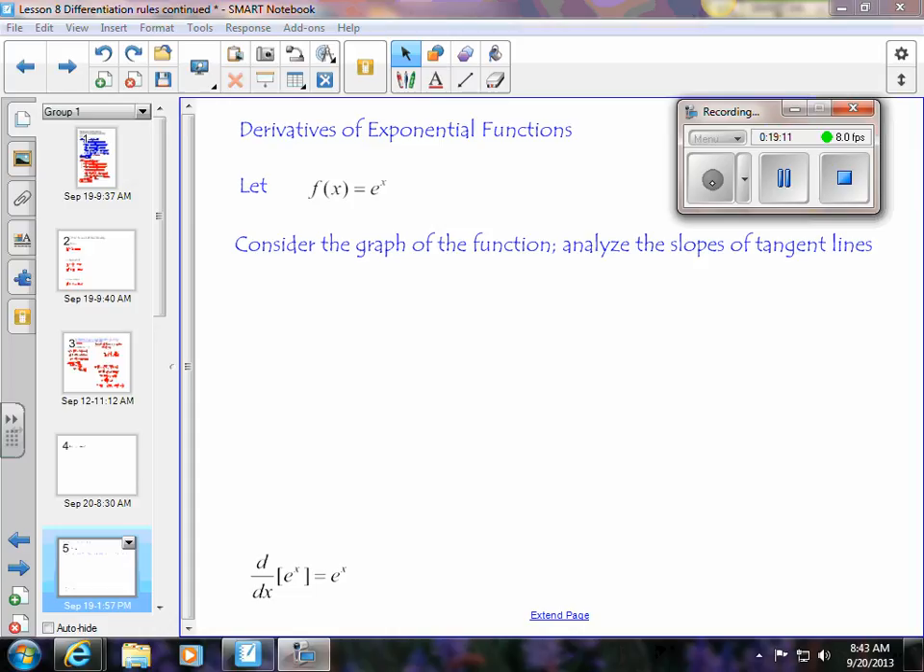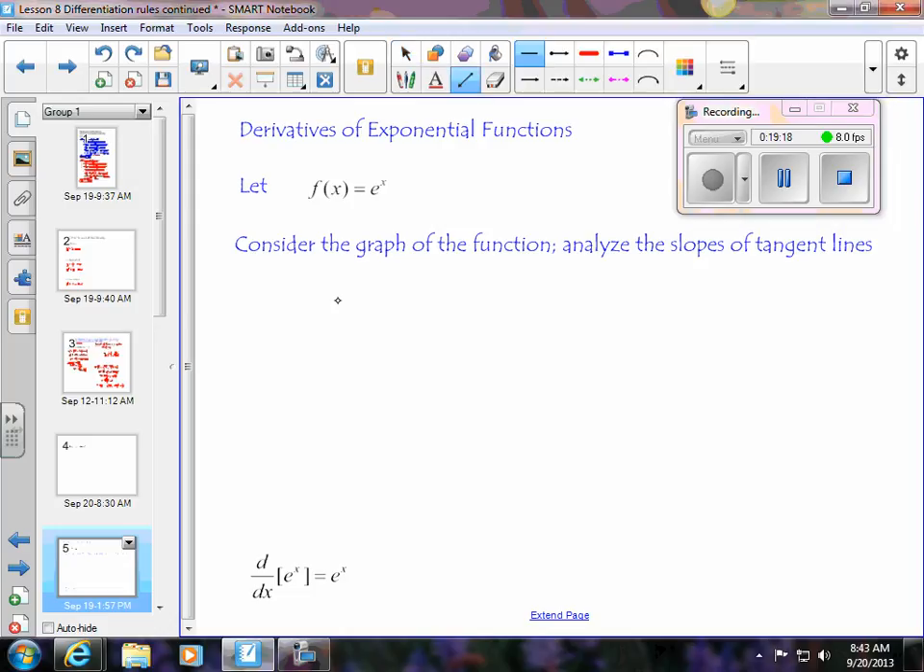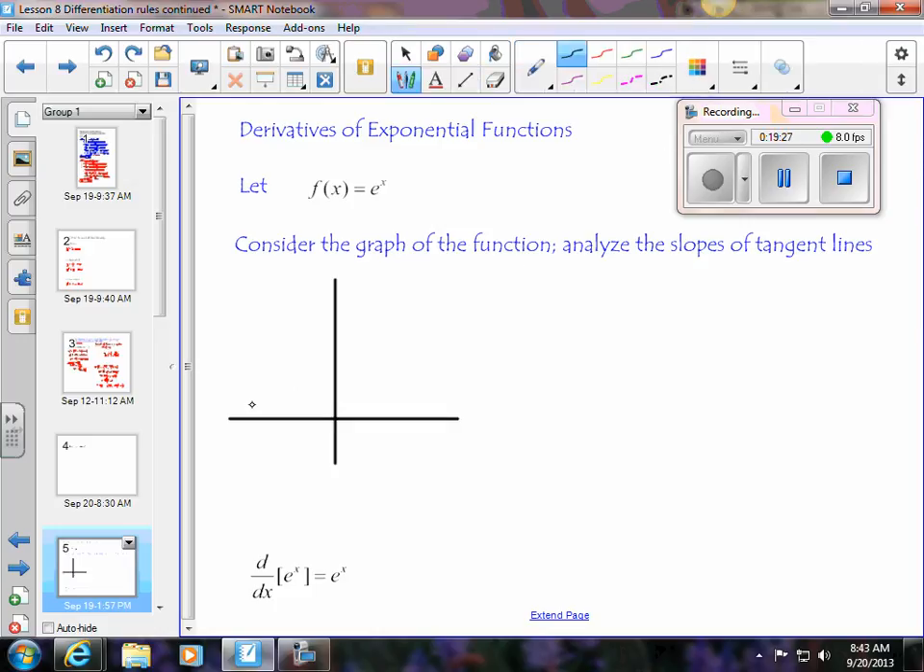The exponential function is a very special function. The graph of the exponential function, e to the x, that's one you know. You can draw it blindfolded. It's always increasing. It has a y-intercept of 1.